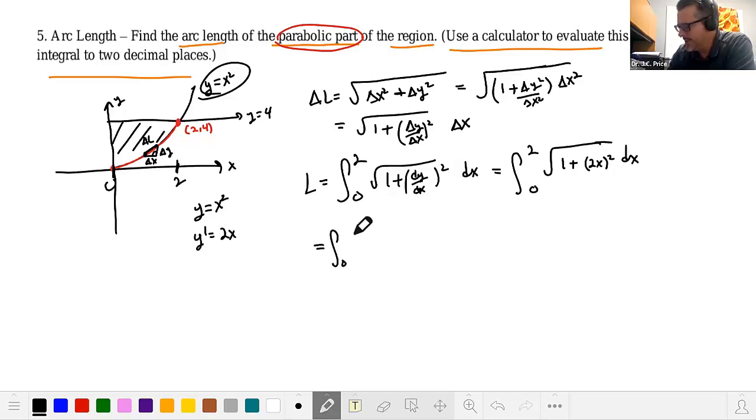So the integral from 0 to 2, square root of 1 plus 4x squared. And now we definitely don't want to do that integral, because if you did it, it's probably a trig integral, which would take us a long time to do. So that's why we're allowed to use our calculator. So if you have a calculator, take it out, and we will approximate this to 2 decimal places, it says.